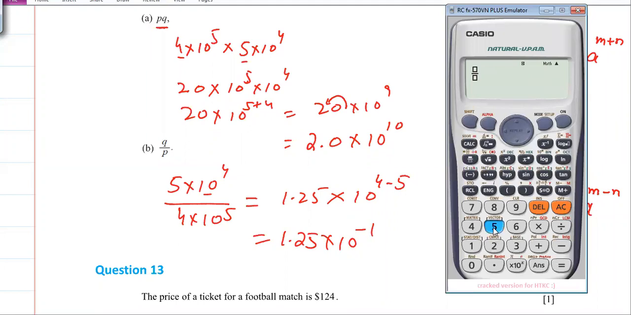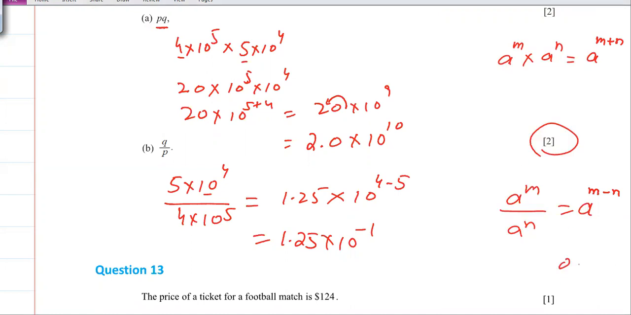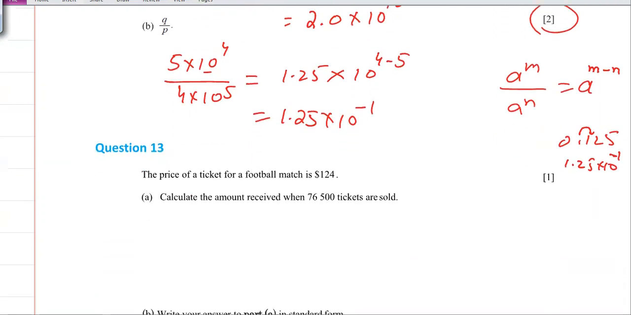Take the fraction form: 5 into 10 to the power 4 over 4 into 10 to the power 5. The result will be 1 over 8 or 0.125. Because we have to write the answer in standard form, when I write it in standard form the decimal should be after the first non-zero digit. It will become 1.25 into 10 to the power, and how many digits did we move? 1 digit, but it is from left to right, so that's why it will be negative. You have to keep this in mind.